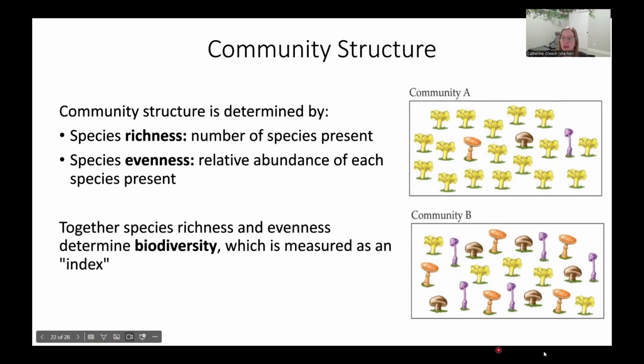We also are going to measure our communities based on their structure. So not just how far along they are in maturity, but what kind of species are there and how they're distributed.